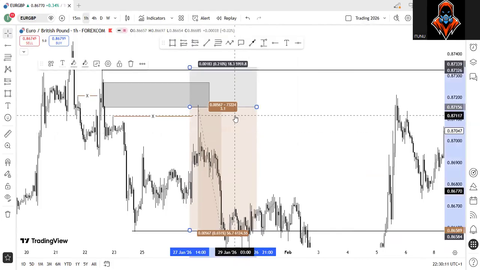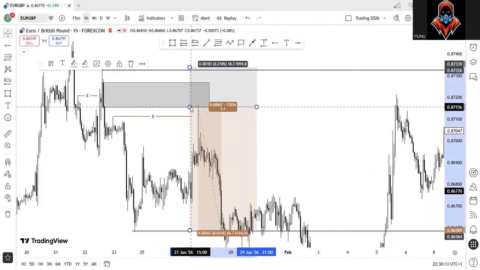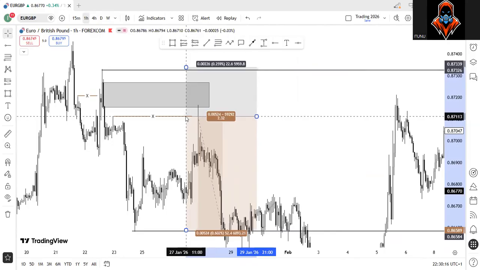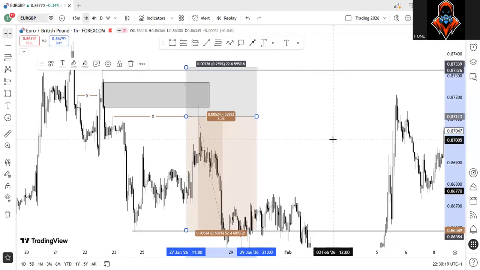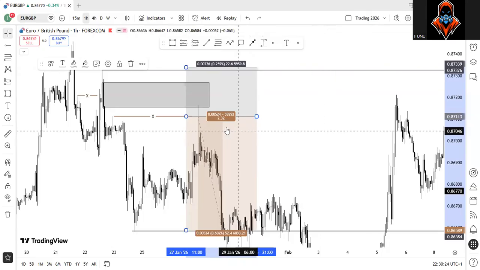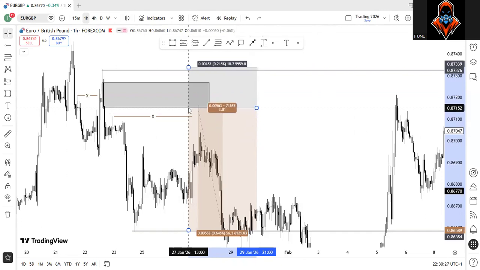So this is a 3.1 trade. But for me, I usually enter at the liquidity points, so I'll get 2.3. That means if I'm risking $1,000, I'll be getting $2,300. For a 3R trade, if I'm risking $1,000, I'll be getting $3,000 extra as profit.